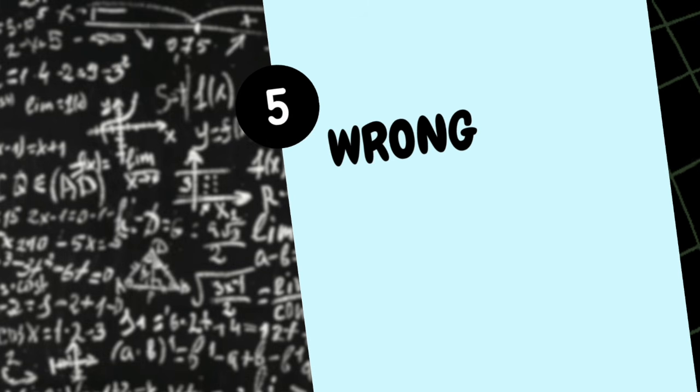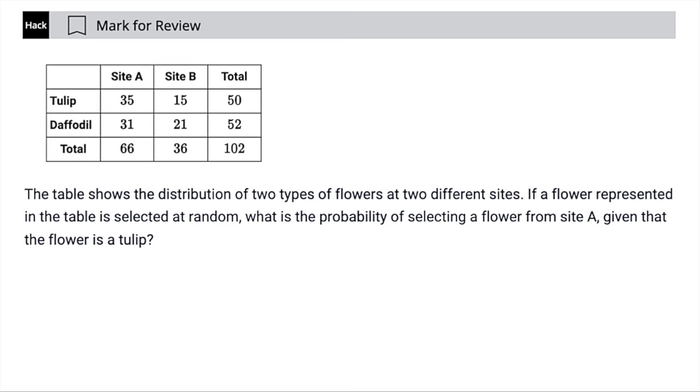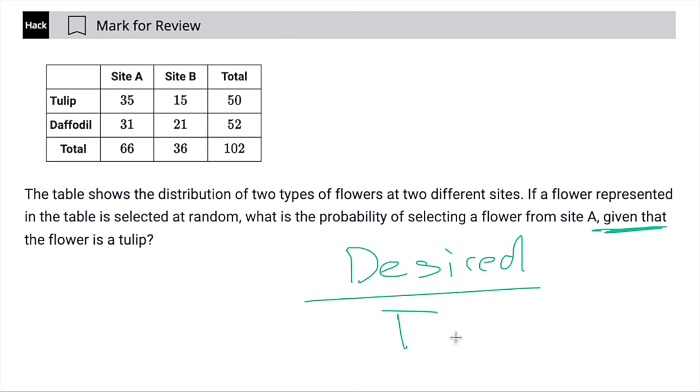Next up, we've got the wrong denominator. And this one is going to be specifically for probability questions. And even more specifically, I want to point out the phrase "given that," because a lot of my students don't understand that "given that" does not just apply to our numerator, but also our denominator. So just a little quick refresher, any sort of probability is going to be what we want, so our desired divided by our total, being whatever total is given in the scenario.